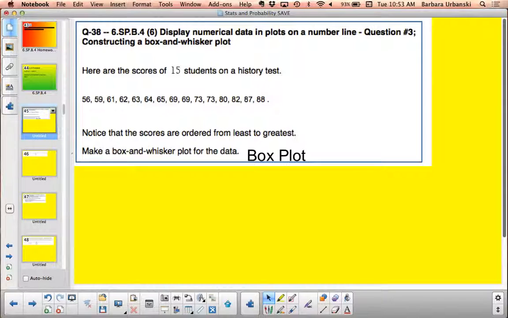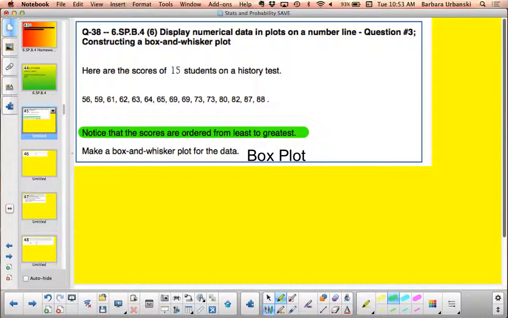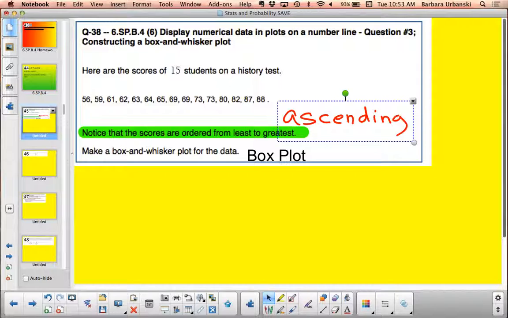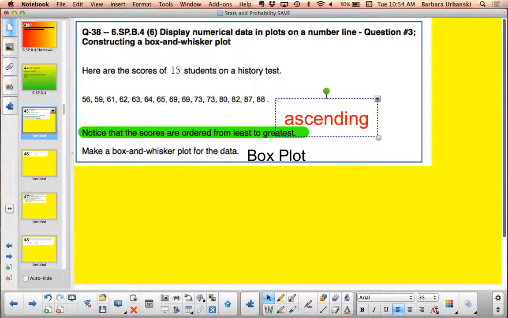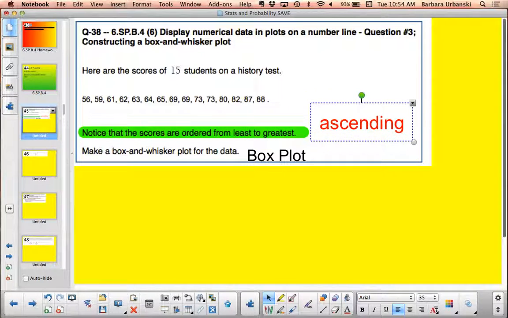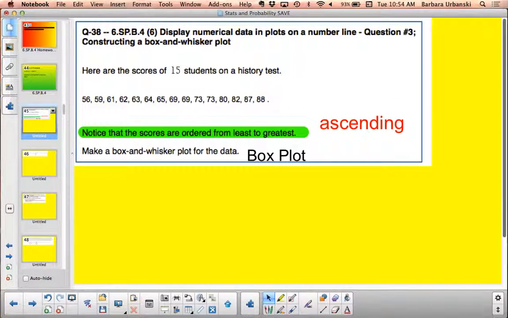The question says, here are the scores of 15 students on a history test. They go from a minimum of 56 to a maximum of 88. What's important to note on this particular one is that it says the scores are ordered from least to greatest. That means they are in ascending order. If on a test you see ascending order, make sure that you know that you are going from least to greatest. They were nice. They put these numbers in ascending order for us already.